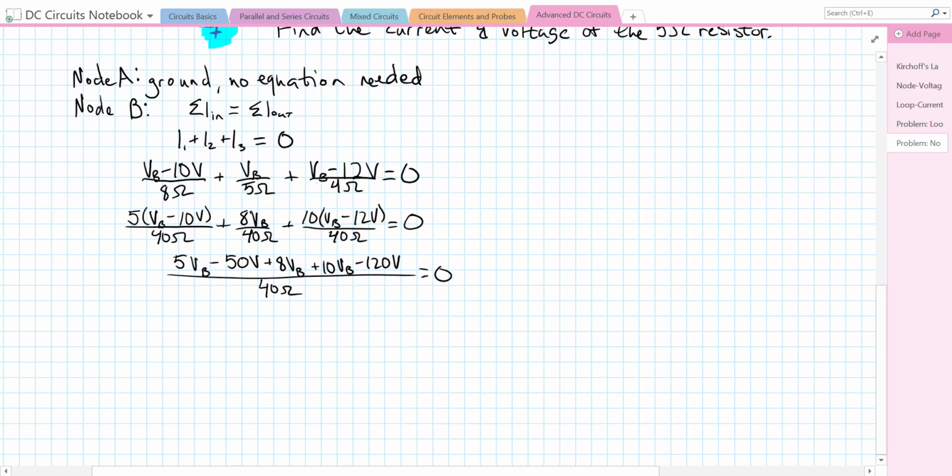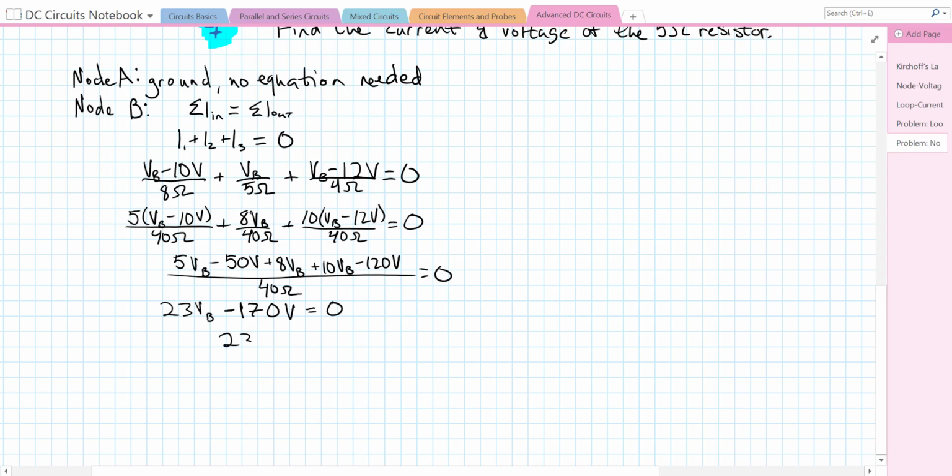And we're going to get, we have 5 VB, 8 VB, and 10 VB. That gives us a total of 23 VB. And we have minus 120 and minus 50, so that's going to be minus 170 volts is equal to 0. I multiplied by 40 on both sides to cancel that out.